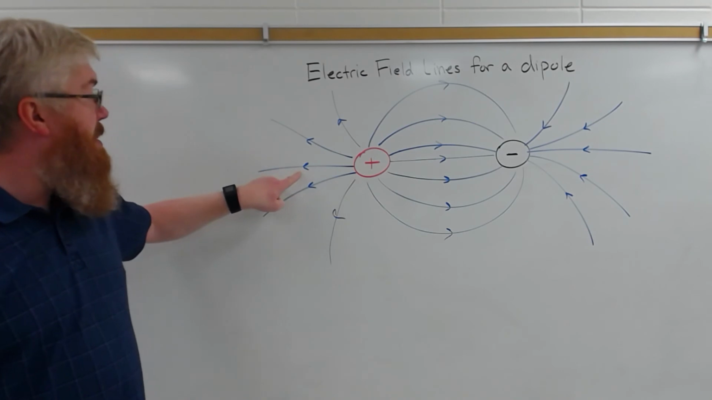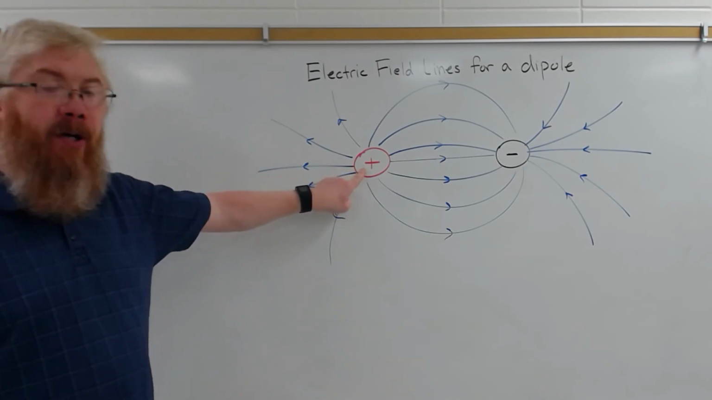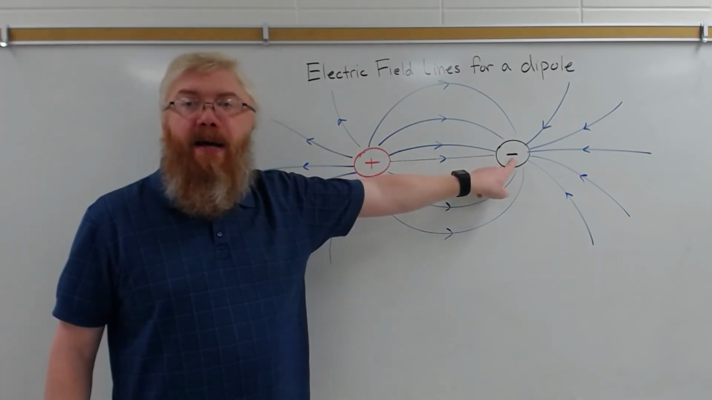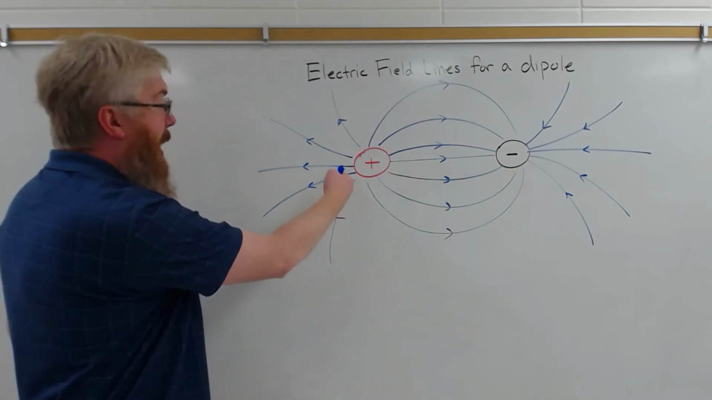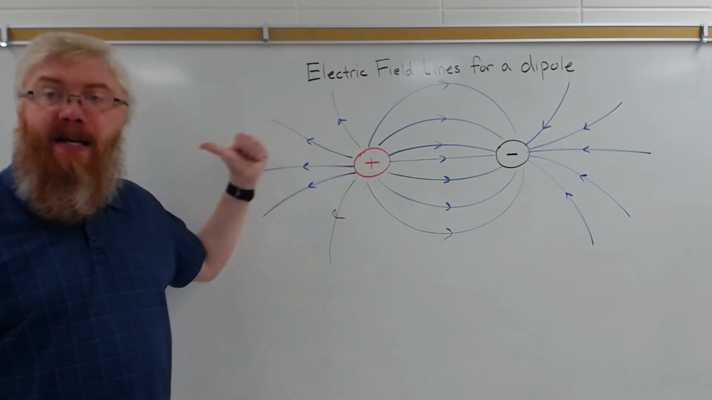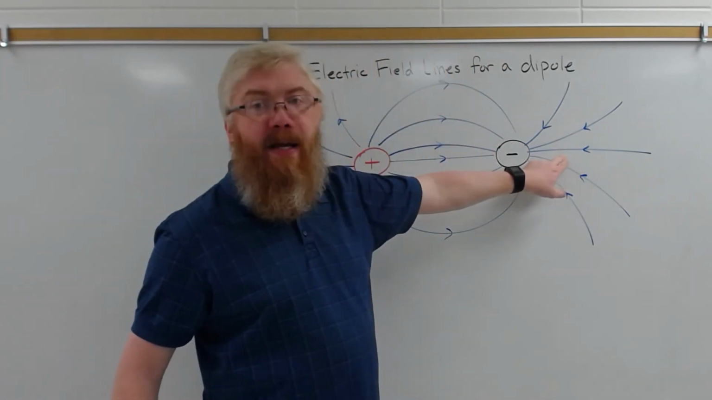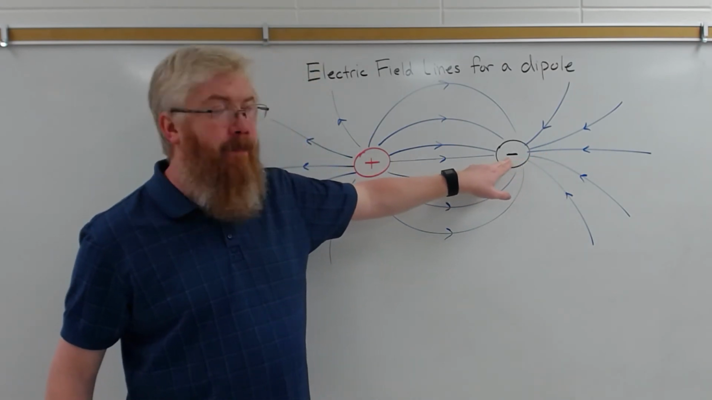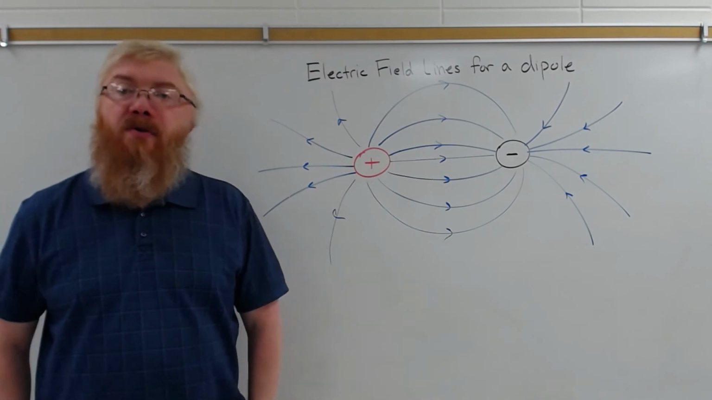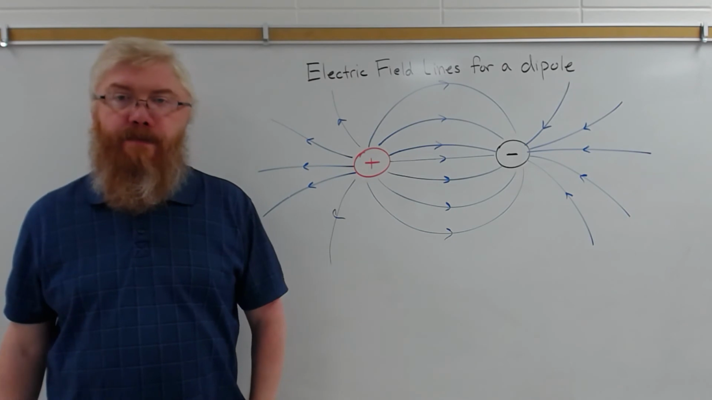So of course a positive test charge placed here would feel a push to the left from the positive charge. It would feel attracted to the right from the negative charge, but the negative charge is further away. So a positive test charge would be pushed to the left. This line goes to infinity to my right, comes back around from infinity to the negative charge. So we have here the electric field lines around a dipole.